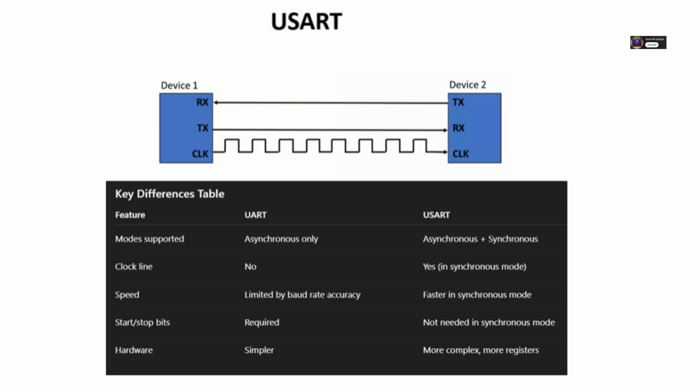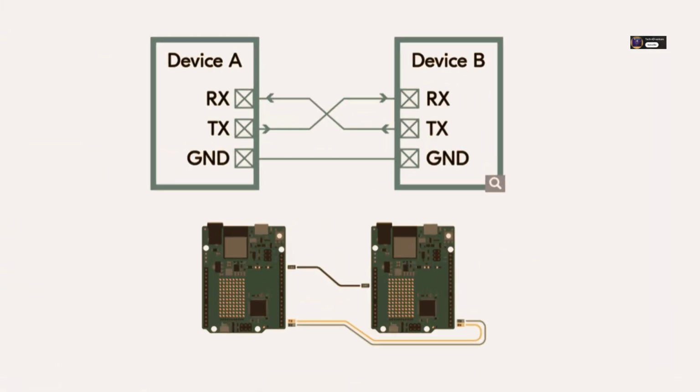Okay, that clarifies the difference. So when I'm actually wiring things up, what are the absolute essential connections? Just the bare minimum. For basic UART, you really only need 3 wires. You need TX, transmit, for sending data out of your device, RX, receive, for bringing data in, and crucially, GND, ground. This is the common electrical reference. Without it, the devices won't agree on what's a high or low voltage.